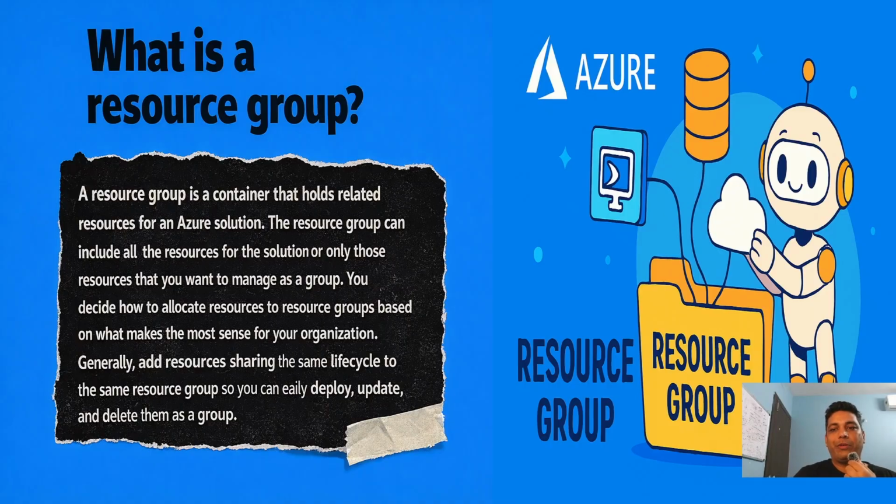So, basically, a resource group is a kind of folder or container where you can have different resources created. Once you delete the resource group, all the resources inside that will be deleted automatically.